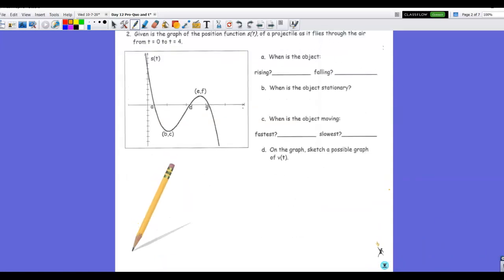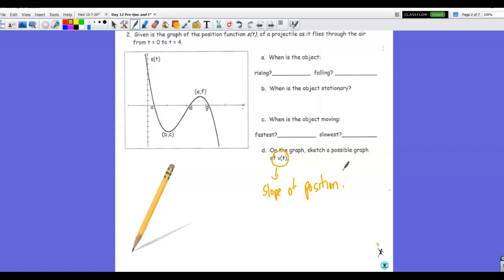So in letter D, we are going to try to sketch a possible graph of the velocity function. Now remember, velocity is slope of position. So we're going to have to analyze what the slopes are doing. So maybe over here I'll make a little chart, let's just keep it in orange, of what the slopes are doing. So starting at 0, we kind of already analyzed this. We said right here, the slope is 0. So we're going to start at t equal to 0, which is right here.